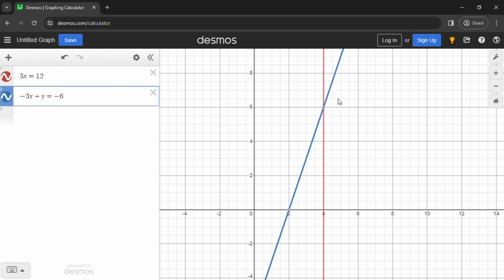So for this question, I went ahead and put the equations into the Desmos graphing calculator. And as you can see, it spits out the equation on the graph. The point where both the equations touch is at 4, 6. And the question is asking us for the y value. And the y value in this case is 6. So that would be your answer.